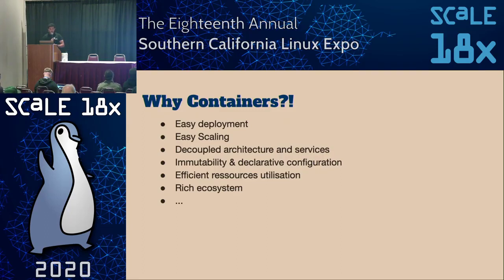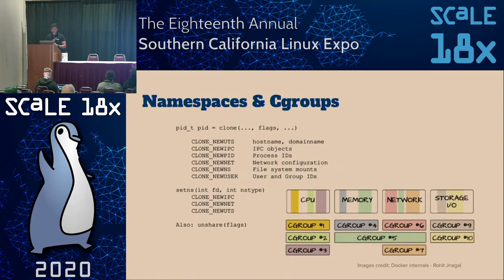Containers also enable more efficient resource utilization, and they have a rich and vibrant ecosystem with many tools and libraries that make working with them a lot more fun. And the backbone technology behind containers, and you probably know this before, but very briefly, are namespaces and C groups. So namespaces are used for providing different isolated views on the system.